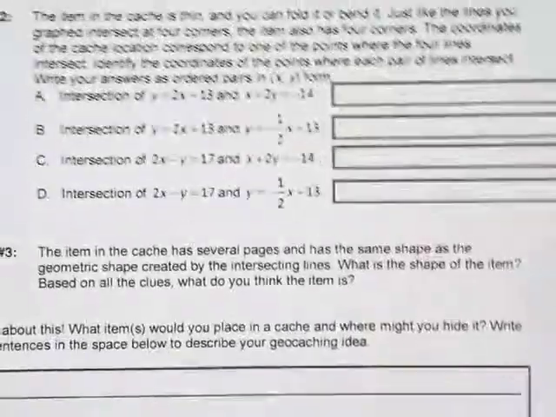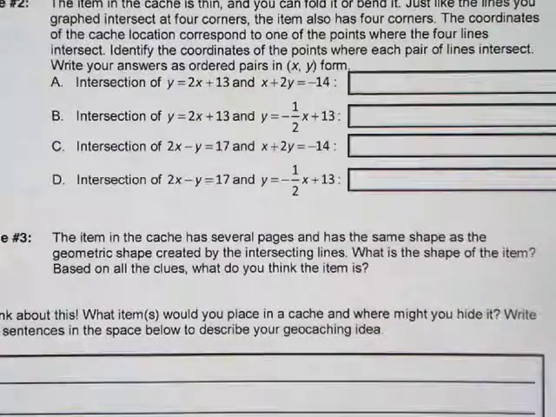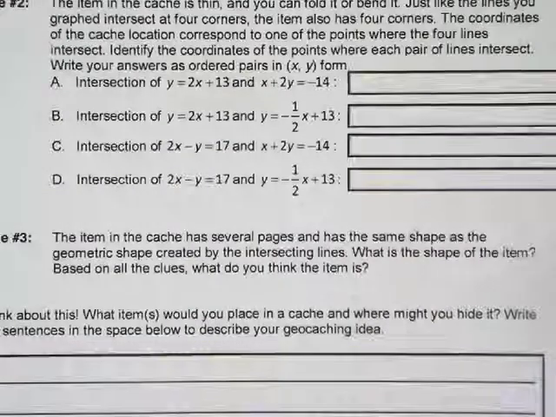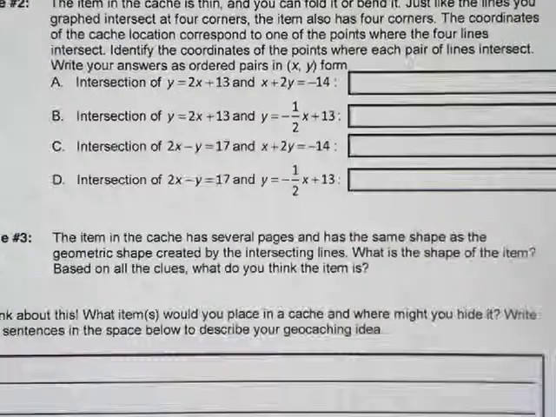And this one, it says the item of the cache is thin, and you can fold it or bend it. Just take the lines you graphed, intersect at 4 corners. The item also has 4 corners. The coordinates of the cache location corresponding to one of the points where the 4 lines intersect. Identify the coordinates of the points where each pair of the lines intersect. Write your answers in ordered pair form.